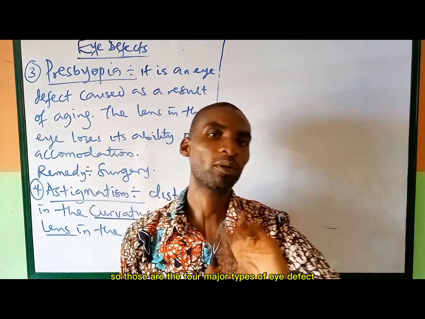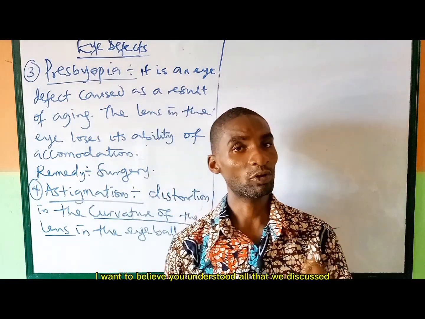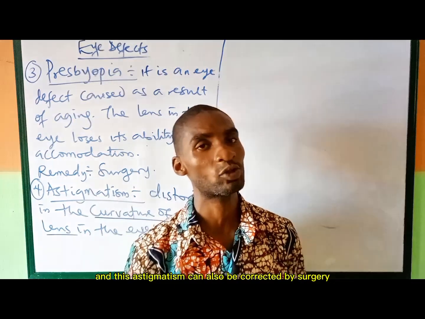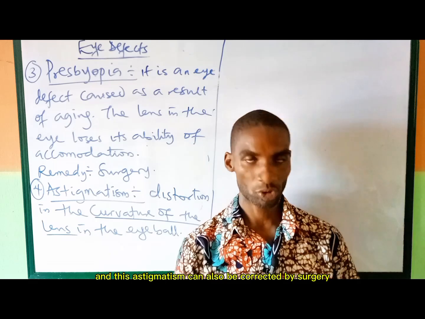So those are the four major types of eye defects. I want to believe you understood all that we discussed, and this astigmatism can also be corrected by surgery.